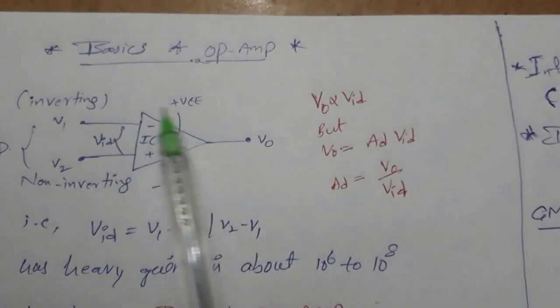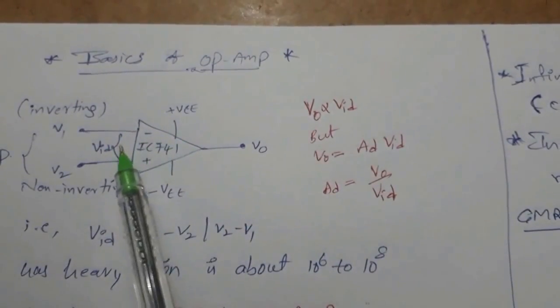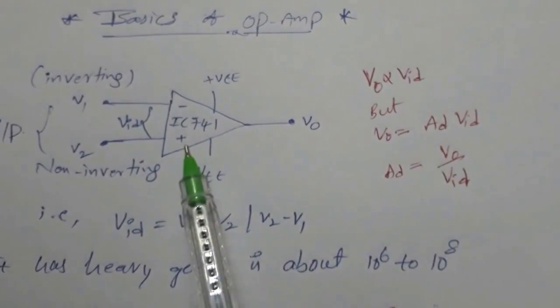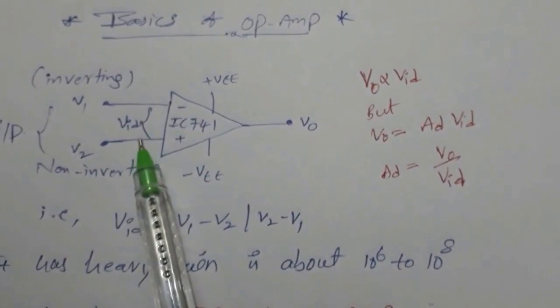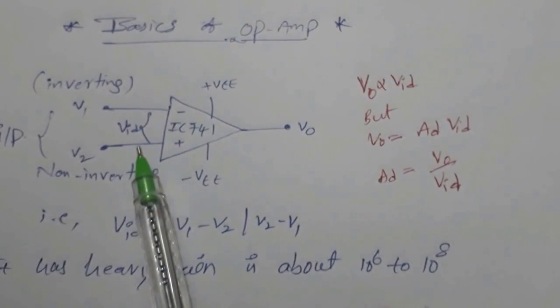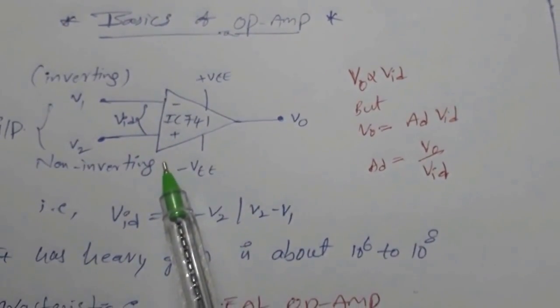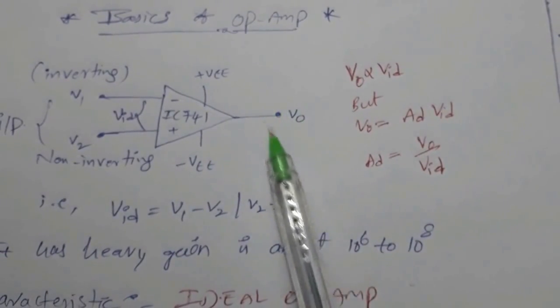This is the symbol of an operational amplifier, which is a three-terminal device, namely the inverting terminal denoted with V1 and the non-inverting terminal denoted by V2. Here VID is the differential voltage between these two terminals. We can calculate the difference between the two terminals in the form of voltage, and we take the output from the third terminal denoted by V0.